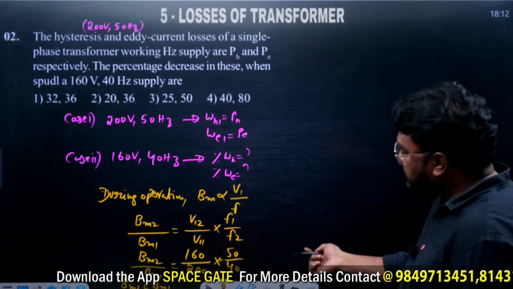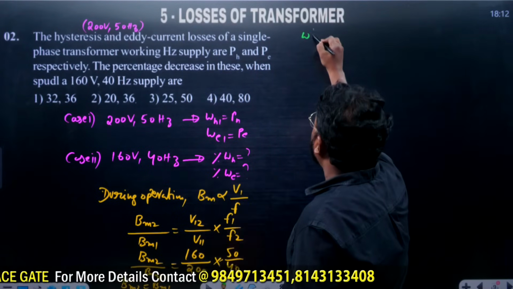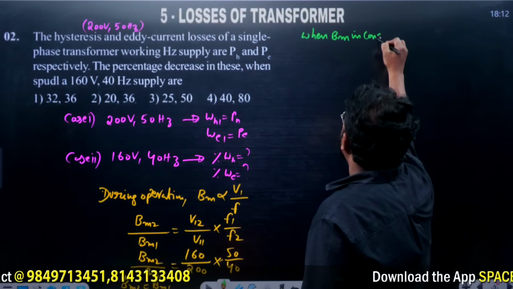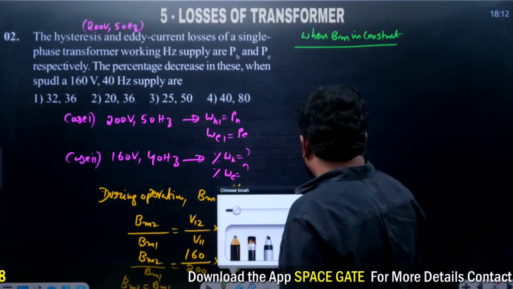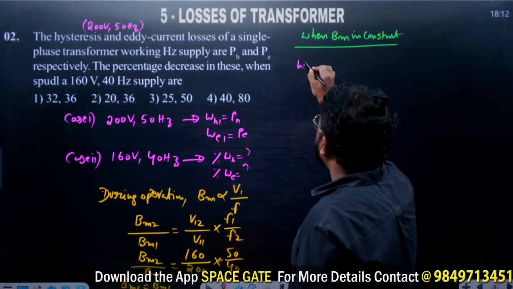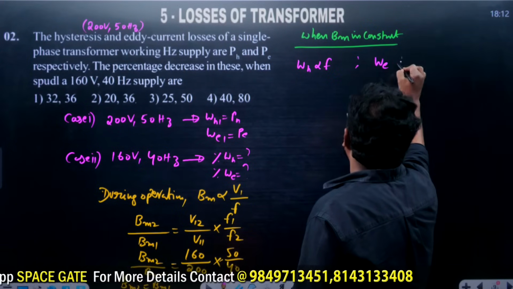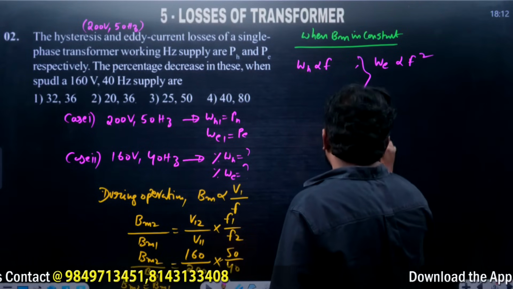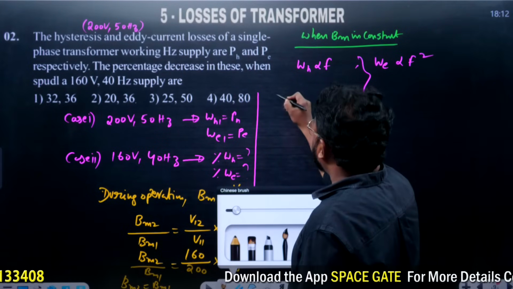And when flux density is constant, what will happen in the hysteresis loss and eddy current losses? The hysteresis loss is directly proportional to the frequency, whereas eddy current loss is directly proportional to the square of the frequency. Now first case, let us calculate the eddy current losses and hysteresis loss.